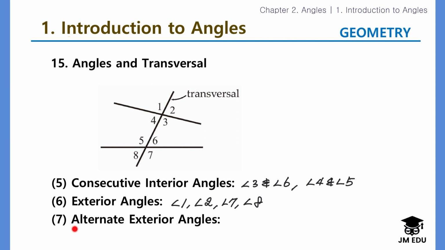Number 7, alternate exterior angles. Just like alternate interior angles, these are angles formed on the opposite sides of the transversal. So in this figure, angle number 1 and angle number 7 are alternate exterior angles. Also, angle number 2 and angle number 8 are alternate exterior angles. So let's write them. Angle number 1 and angle number 7 and angle number 2 and angle number 8. These are alternate exterior angles.